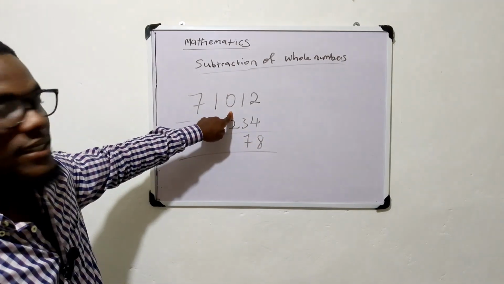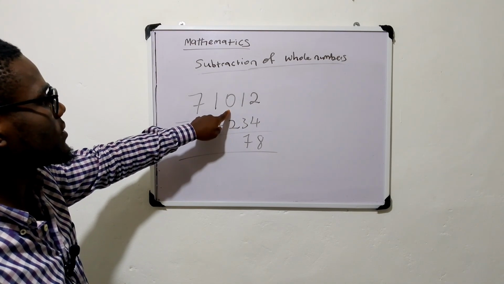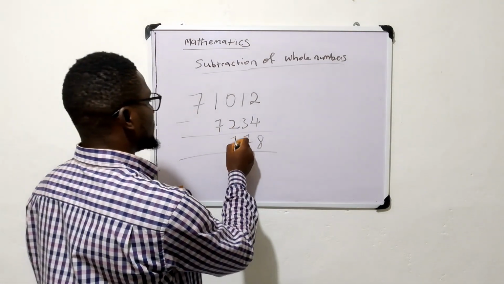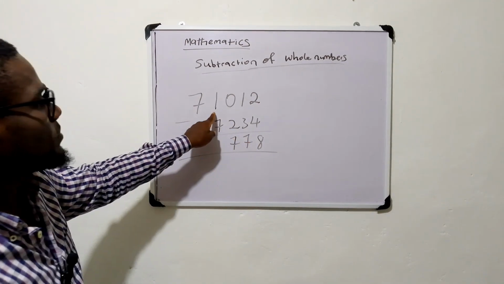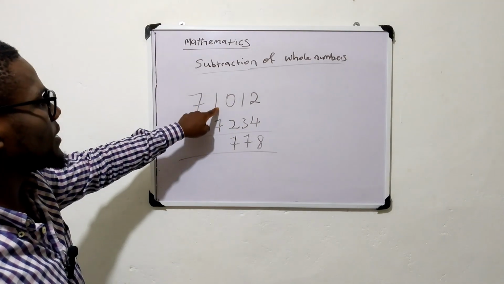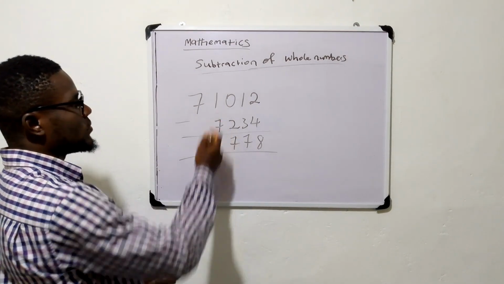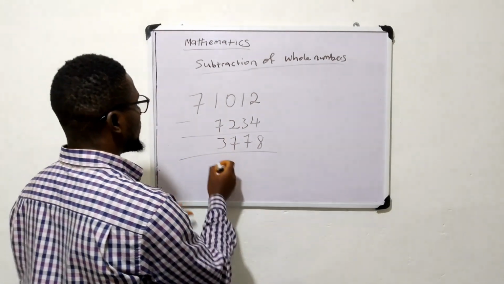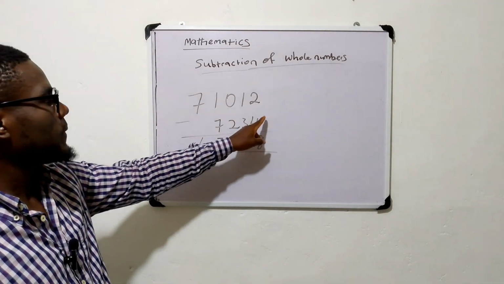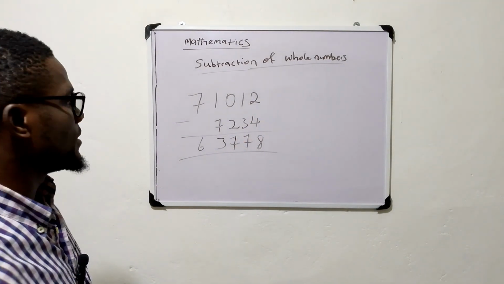So we're left with 9 here. If we subtract 2 from 9, we're going to have 7. Nothing is left here, it is just 0. When we borrow 1 here and add it here, it becomes 10. When we subtract 7 from 10, we're left with 3, and we bring down 6. So always start from the ones, and you will get the correct answer.